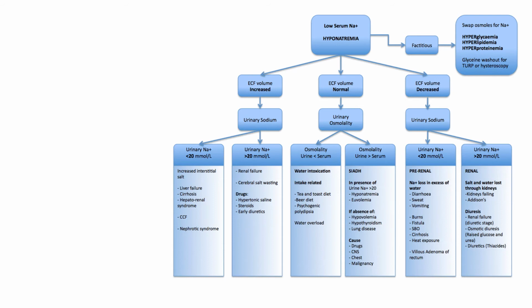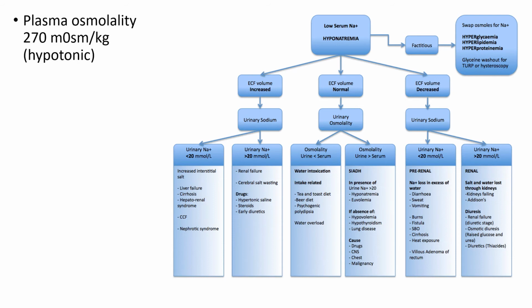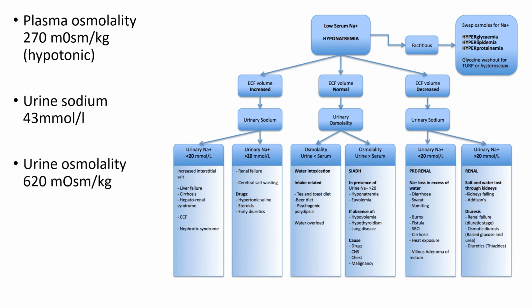So let's have a look at what we think might be going on here. So she's got hyponatremia. Her ECF volume is normal. Plasma osmolality is 270, it's hypotonic. Urine sodium is 43. So looking down the diagram, we can see that we might be thinking about SIADH in this situation. Urine osmolality is 620. So that pairing with plasma osmolality, and you should be doing it at the same time, very suggestive.